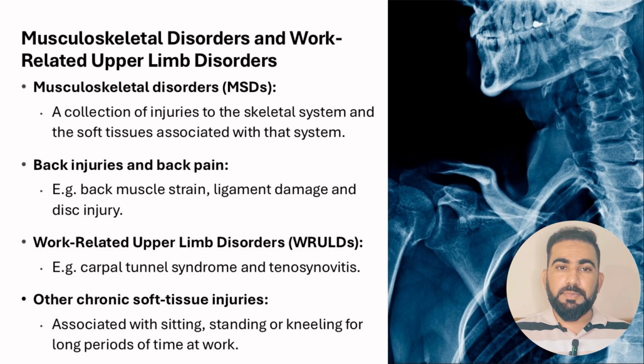These are the injuries affecting the muscles, joints, ligaments, and bones, the movement system of the human body. A common area impacted is the back, with issues like muscle strains, ligament damage, and disc injuries. Then there are work-related upper limb disorders, which affect the arms, the wrist, and the hands. Conditions like carpal tunnel syndrome and tenosynovitis often result from repetitive or awkward tasks. Workers can also develop chronic soft tissue injuries just from staying in one position for a longer period of time, whether sitting, standing, or kneeling for extended periods. These injuries may develop slowly, but their long-term effect can be very serious.